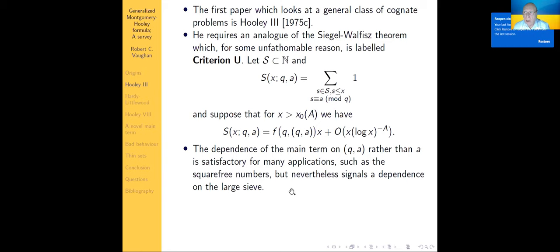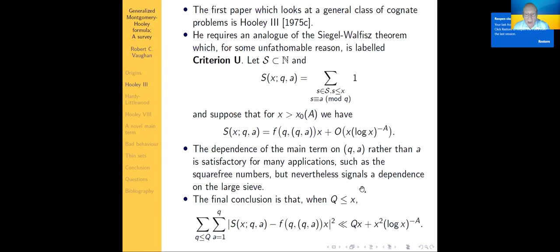The reason that he's able to manage this is because the large sieve allows it. You can always take out common factors and deal with the large sieve relatively easily. And his final conclusion is that you get an upper bound of this quality, that you get QX plus an error, where you save a power of a logarithm, but nothing much more, of course. I mean, you can't expect to do any better than saving a power of a logarithm if all you put in is something which only saves a power of a logarithm. That seems reasonable. Anyway.